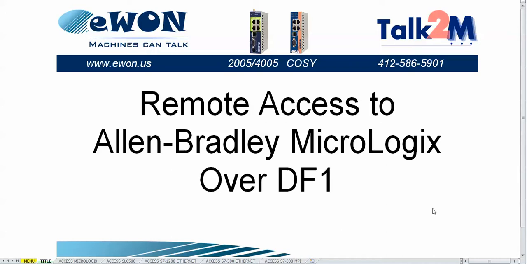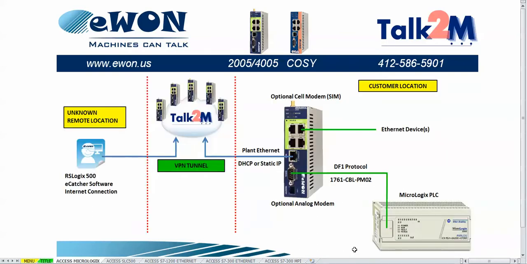In this video, you will learn how to do remote access to an Allen-Bradley MicroLogix PLC over DF1. The MicroLogix is connected serially to the eWON hardware via the Allen-Bradley serial cable. The eWON hardware dials out to the TalkToHim service, in this case via the plant Ethernet network through the WAN port of the eWON hardware.